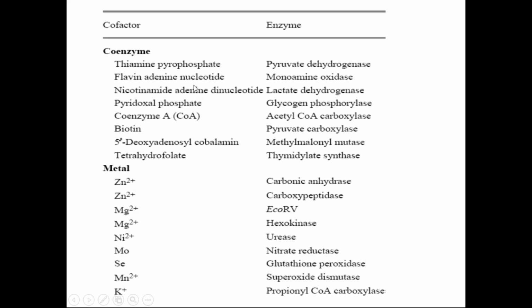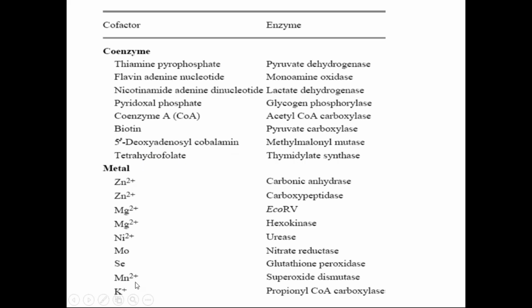Thiamine pyrophosphate, TPP, is required in the oxidative decarboxylation by pyruvate dehydrogenase. FAD or FMN is required for monoamine oxidase. NAD, the cofactor of niacin, is required for lactate dehydrogenase. Pyridoxal phosphate is the cofactor in glycogen phosphorylase, and you have tetrahydrofolate, which is involved in one carbon transfer and acts as a coenzyme for thymidylate synthase.